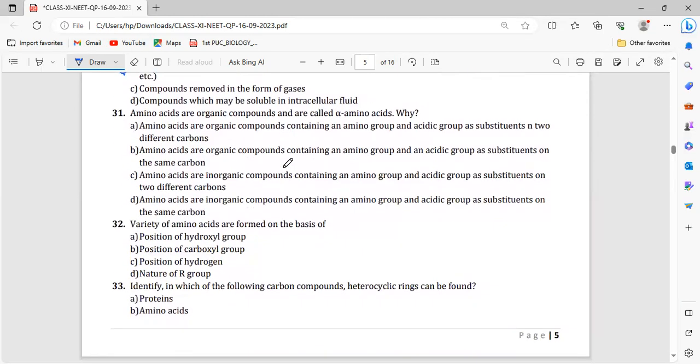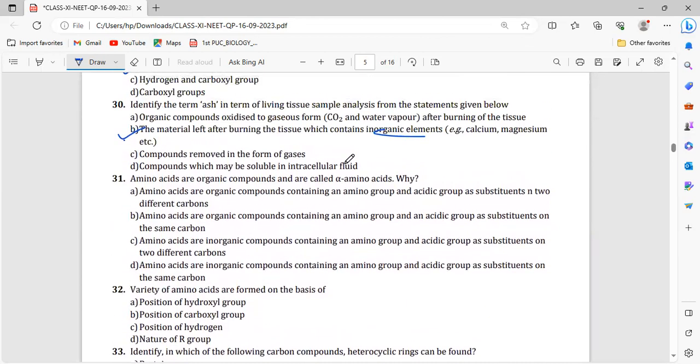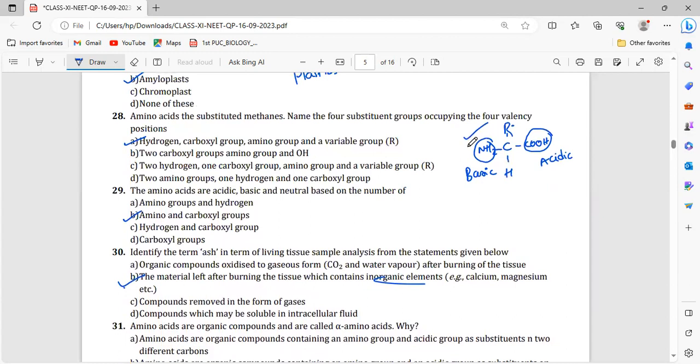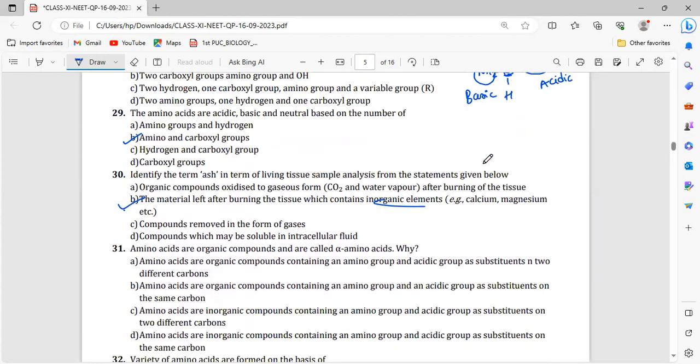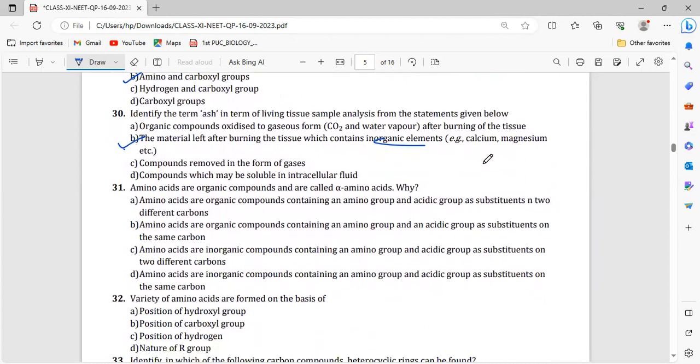Then 31. Amino acids are organic compounds and are called alpha amino acids. Why are amino acids called alpha amino acids? Because in this structure, both the amine group and the carboxylic group are attached to the same carbon atom. So they are called alpha amino acids. This is given in option B.